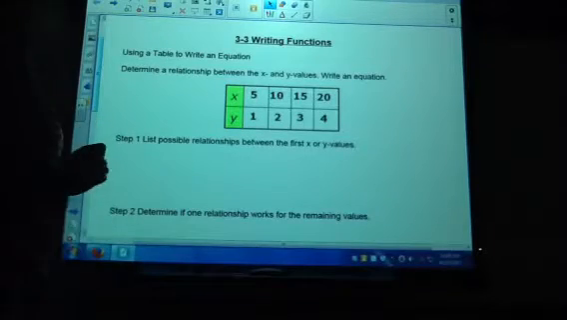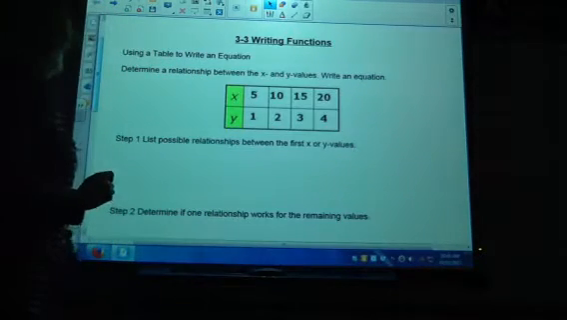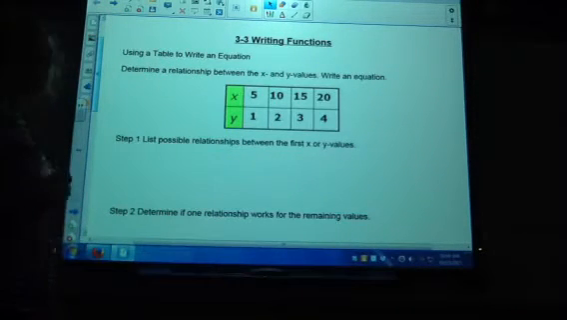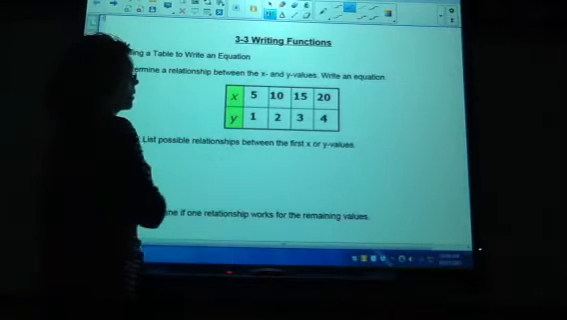Alright guys, today we're going to do section 3 of unit 3 and we're going to start writing functions. Using a table to write an equation is going to be our objective today. We're going to determine the relationship between the x and y values and we're going to write an equation.